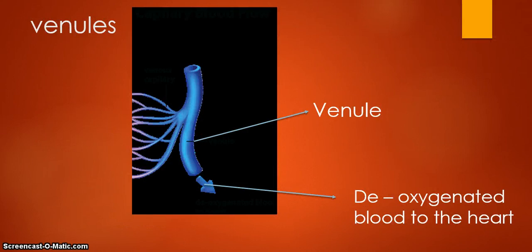Next we're on the venules. A venule is a small blood vessel in the microcirculation that allows deoxygenated blood to return from the capillary beds to the larger blood vessels, called veins. Venules have low blood pressure in them. The venules join to form the veins.